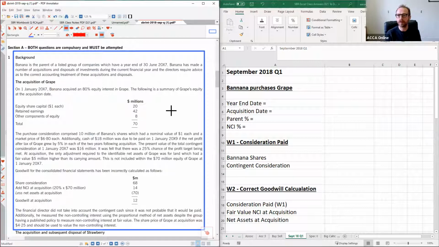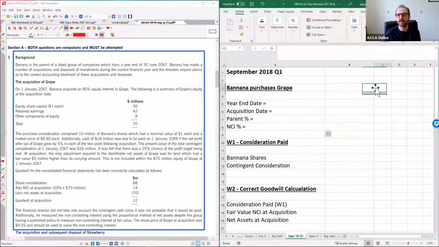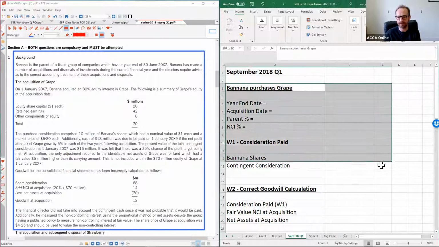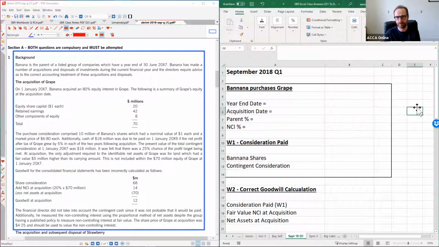So what I'm going to do is give you a little bit of time. I want you to read through all the information that you're given. That's going to take a few minutes. And then I just want you to work on the first bit. While you're reading through, I want you to get me the details for the working one. So what's the year end? What's the acquisition date? What's the parent percentage? What's the NCI percentage? And what is the consideration paid? Pretty much these bits here.